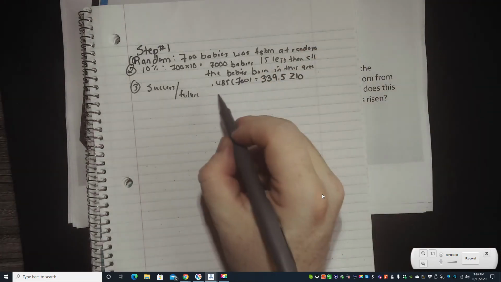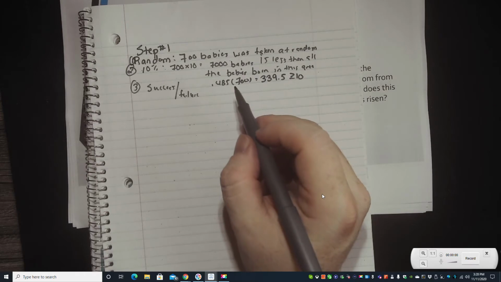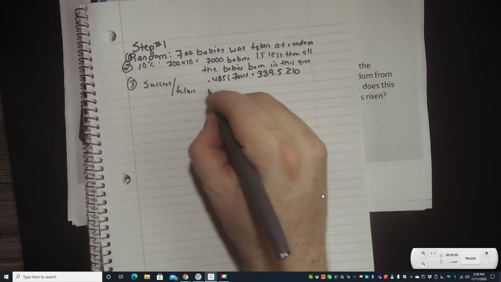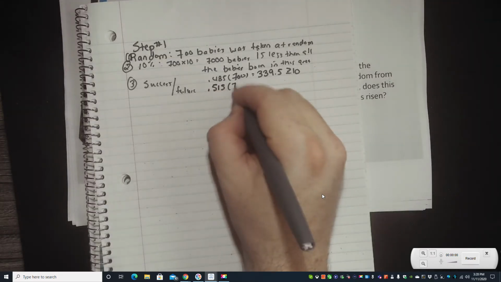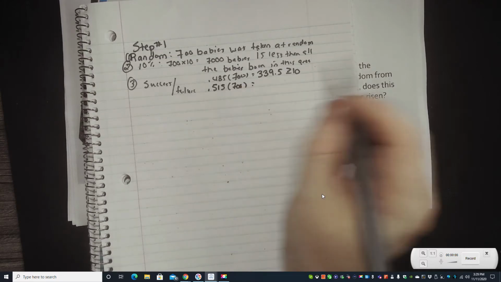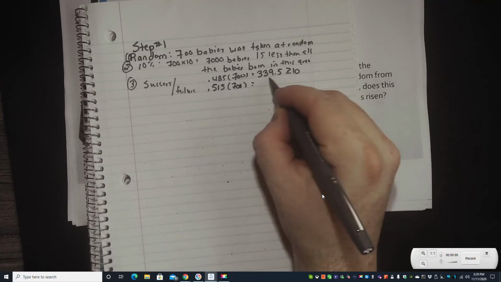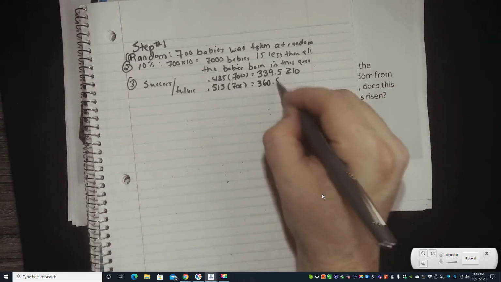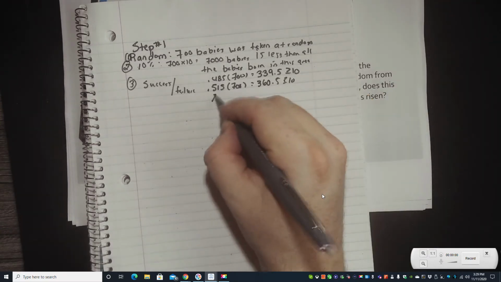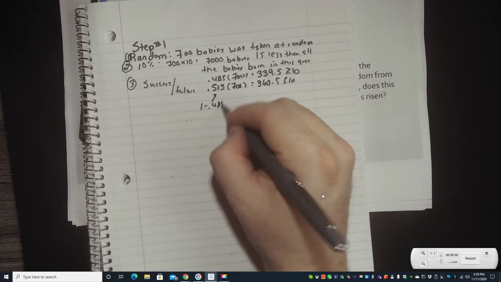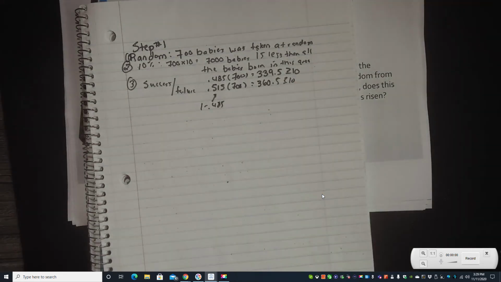And then I have to do the opposite, 1 minus this, 0.515. That gives me 360.5, which is greater than or equal to 10. Remember that this is just 1 minus 0.485. Okay, and so this says I have enough to do my hypothesis test, so I move on.